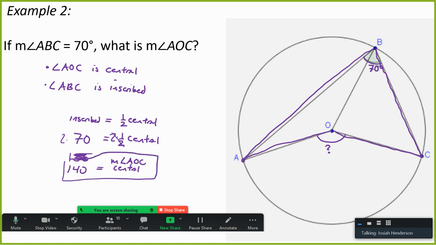So we only needed to use that one theorem in this case and be able to identify the parts and plug the right numbers into the theorem, into the equation.